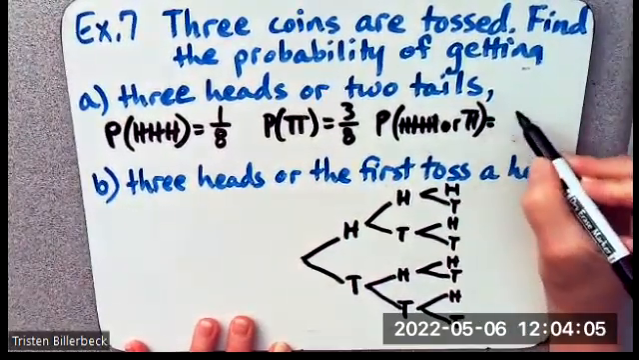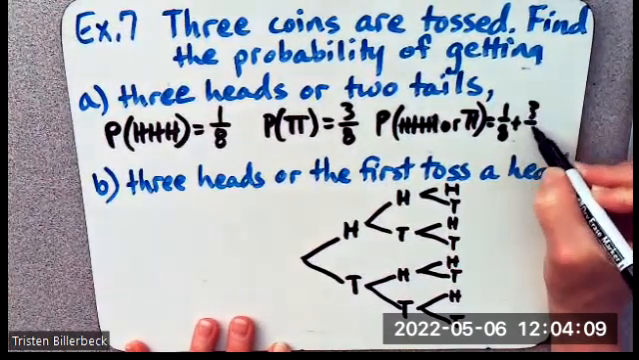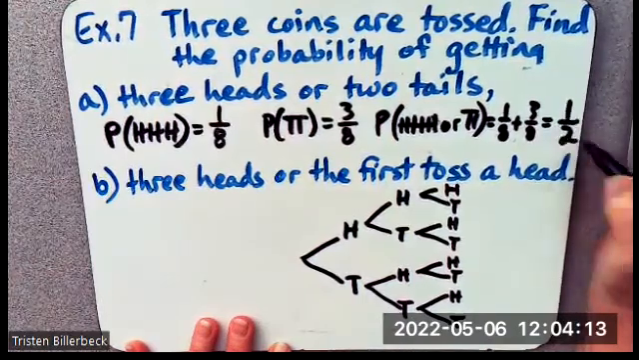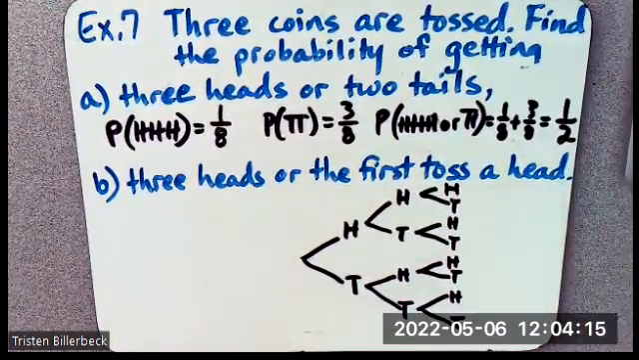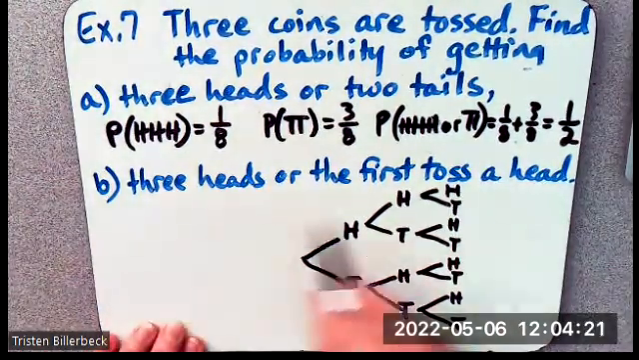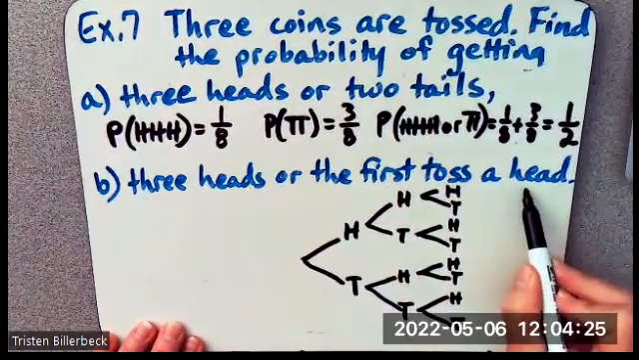Then it is 1/8 plus 3/8, which is 4/8, which ends up 1/2. All right, so that's how we figure it out. So now we have 3 heads. So we already know the probability of 3 heads or the first toss a head.